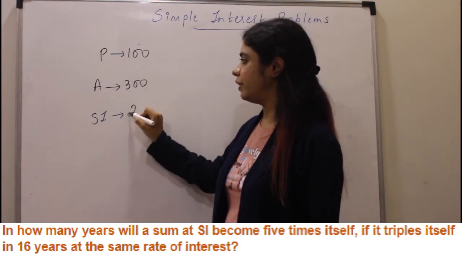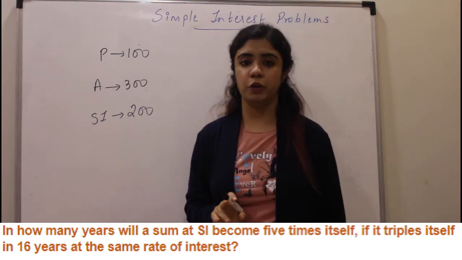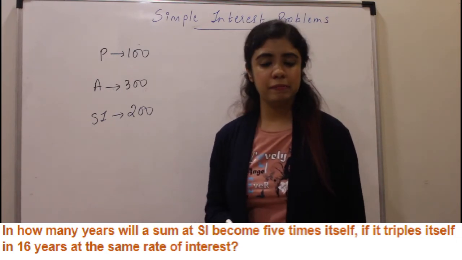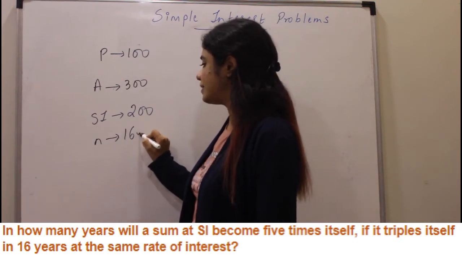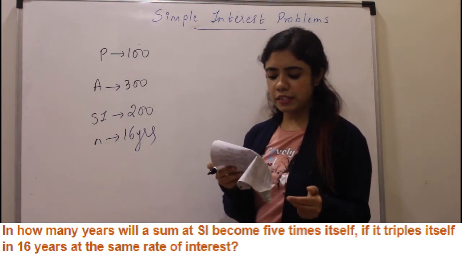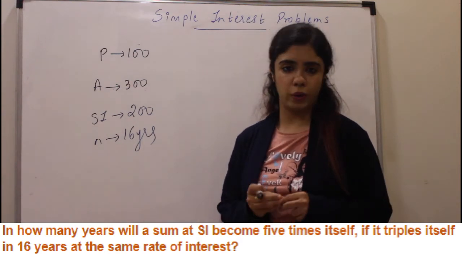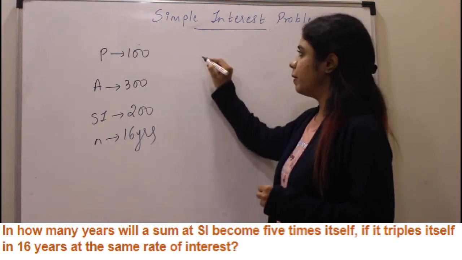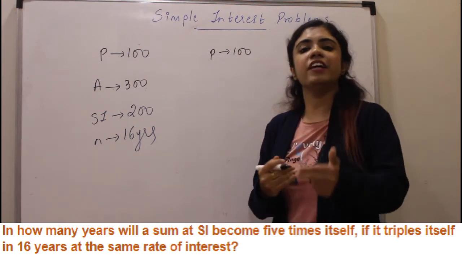300 minus 100, it will become 200. ठीक है, सिंपल इंटरेस्ट मेरे को मिला 200 रुपीज का. कितने इयर्स में मिला? 16 इयर्स में मिला. तो मेरा जो नंबर ऑफ इयर्स है वो है 16 इयर्स. ठीक है. Now the question is, in how many years will it become 5 times itself? तो वो 5 times कितनी बार होगा? Now let's understand. प्रिंसिपल तो हमारा 100 ही है. पैसा 5 times होना चाहिए.